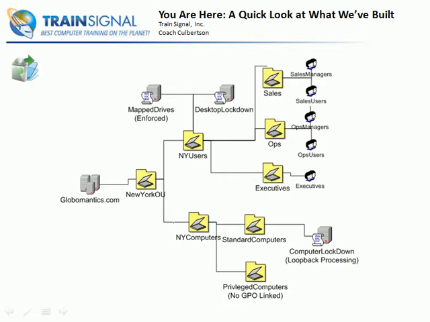Then down here in the computer arena, we have our standard computers, which has the computer lockdown side, which also has that loopback processing installed on it, which applies that extra user setting no matter who sits down at that computer. And last but not least, we also have our privileged computers, which has no GPO link, so any of the three machines that we put into here will not have any group policy applying to them. So that's what we have built so far. We got quite a bit of work done in a pretty short amount of time.